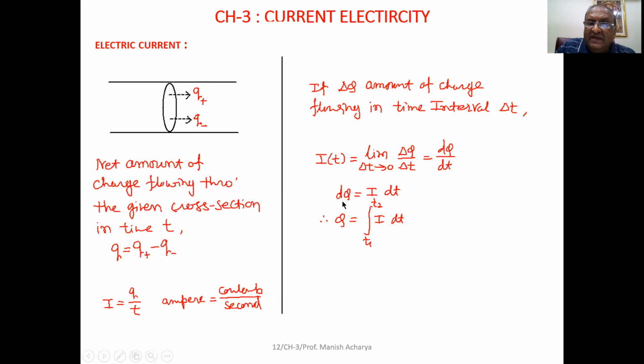From this one, we can write dq equal to I dt. Now, if we integrate on both sides, then integration of dq is q, equal to integration of I dt between the limits t1 to t2. So this equation will give you the amount of charge flowing through any cross section of the conductor in time interval t1 to t2. Clear to all of you?